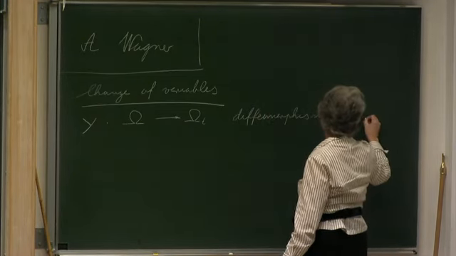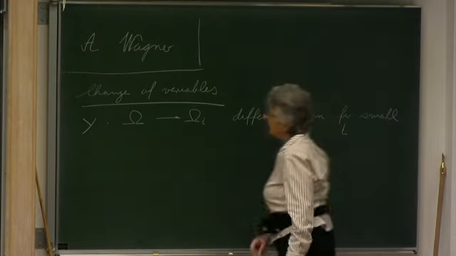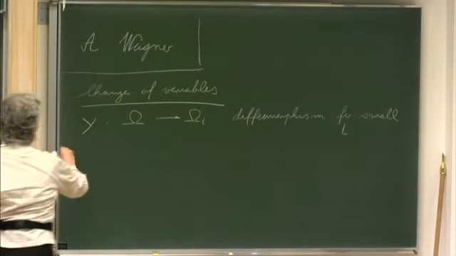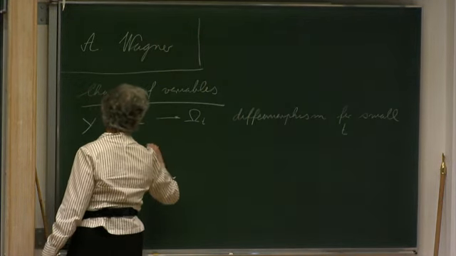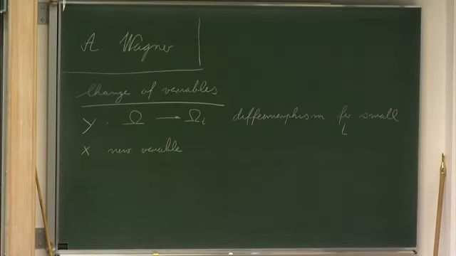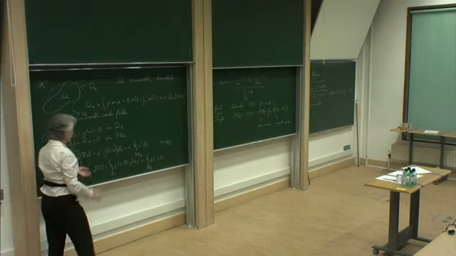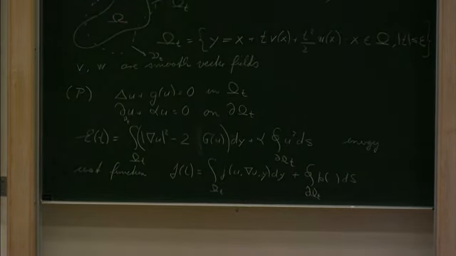For small t, we can therefore take x as a new variable. This has the advantage that we can express those functionals over a fixed domain. And so if we do that, we have to replace dy.